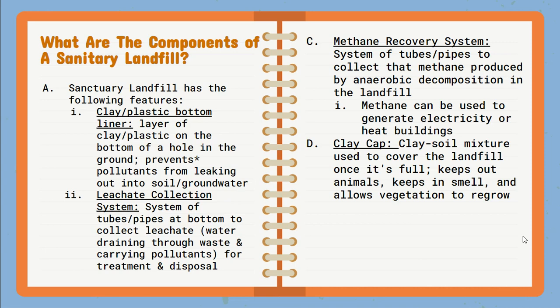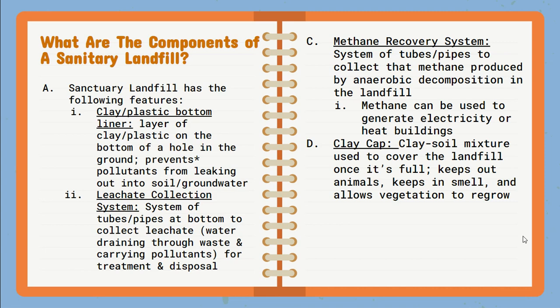These tubes and pipes will collect methane. Because remember, if we have all of this organic waste, especially food waste, yard waste, that is going to be broken down by decomposers. When anaerobic decomposition takes place, that can release tremendous amounts of methane, which we know is a greenhouse gas. But that methane can then be captured at the landfill and can actually wind up being used to generate electricity or maybe heat buildings nearby.